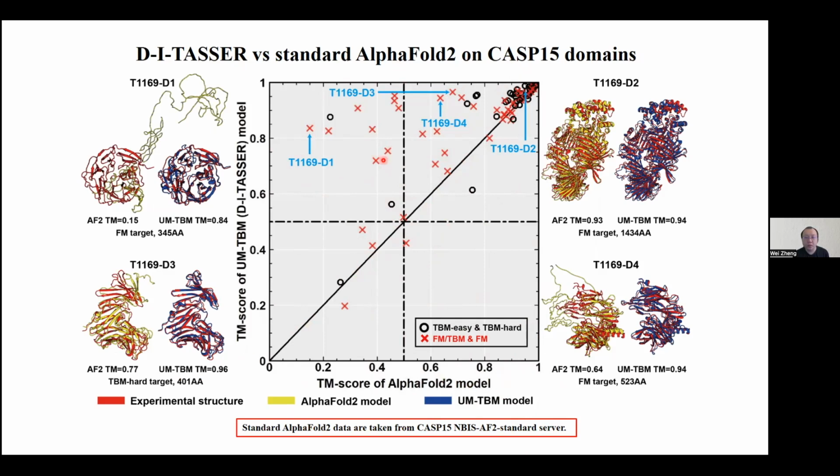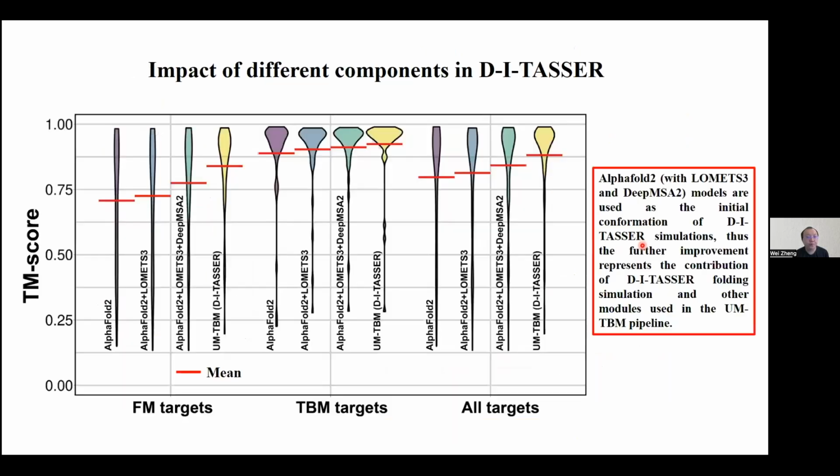As proof, over 80% of the FM targets, I-TASSER generates significantly better models than AlphaFold2. Here we highlight 3 FM domains and 1 TBM domain that came from the same target. For all those domains, I-TASSER outperformed AlphaFold2.